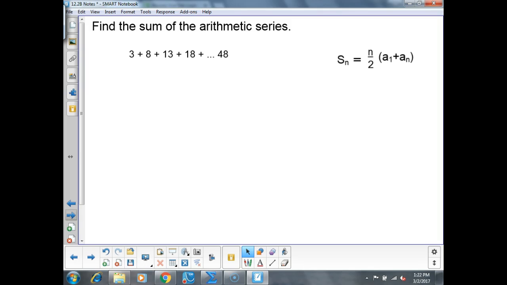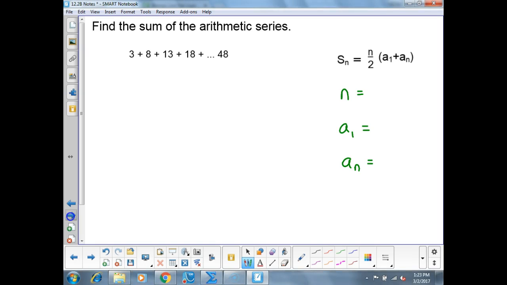It says, find the sum of the arithmetic series. Well, my question to you is this. I need n, I need A sub 1, and I need A sub n. Do I have any of those three? Which ones do I have? What is the first term? How did you come up with 3 as the first term? Because it's the first number listed in our series, right? Yes.